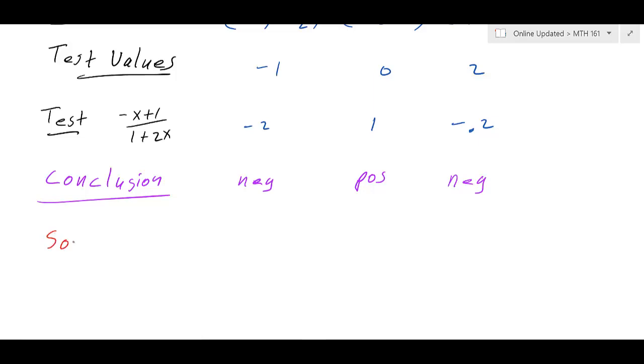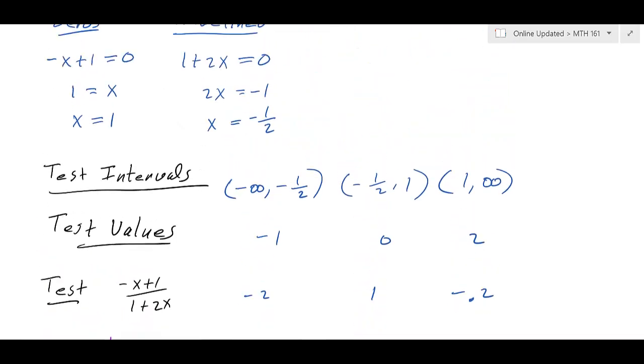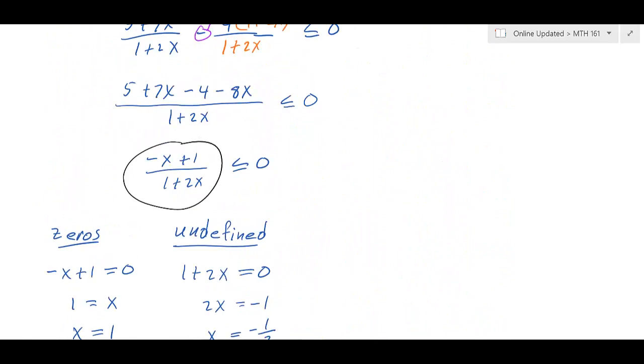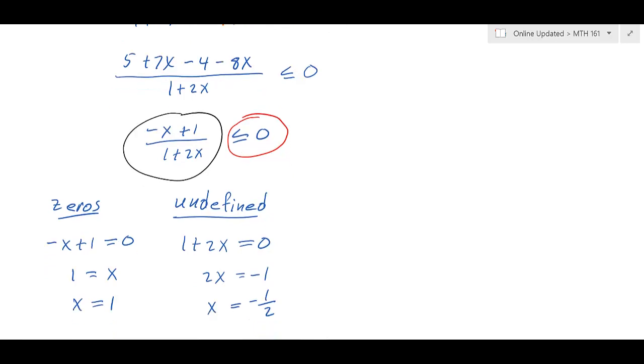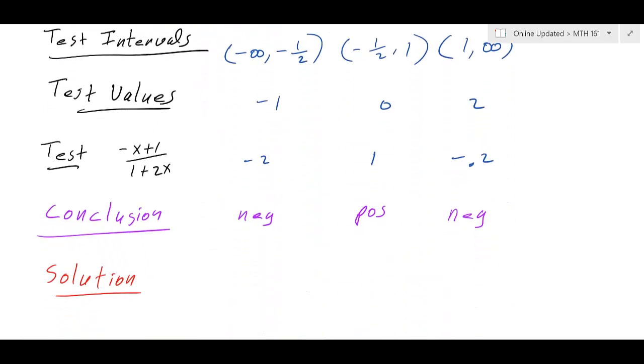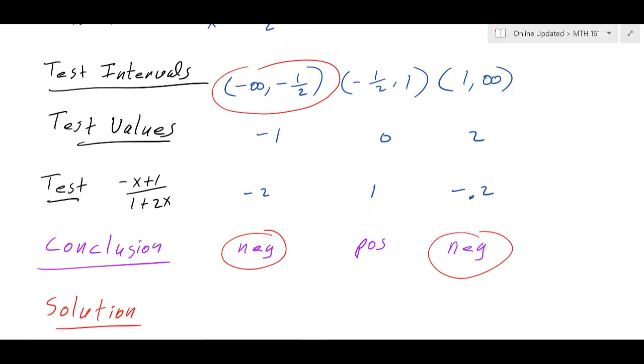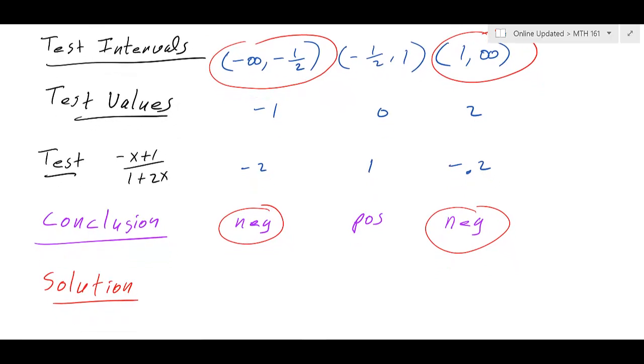And how can we determine the solution? Well, we have to make sure we go up and verify the inequality again. We're looking at where this is less than or equal to 0. So if this is less than 0, that means it has to be negative. So we have a negative here from negative infinity to a negative 1/2, and it's negative from the interval 1 to infinity.